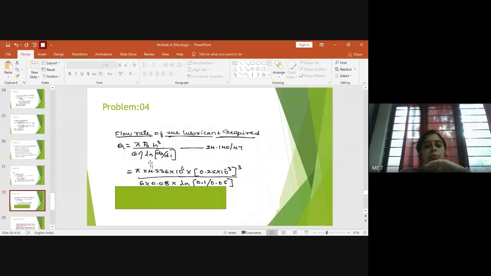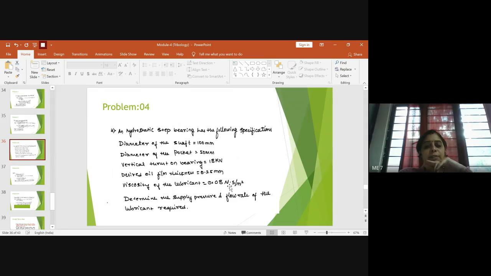Once the numerator is written, come back to the denominator. 6 is a constant, you will retain it as it is. Mu is nothing but the viscosity of the lubricant, right? So you will write the value which is directly given in Newton second per meter square. You directly substitute this, okay? Newton per meter square is nothing but Pascal. Pascal into second is the unit we were using regularly.